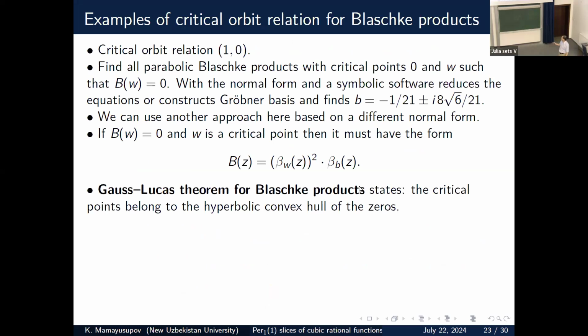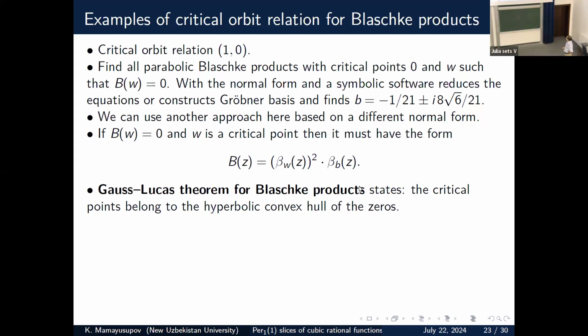You can use this normal form, and you have two cases, yeah? 0 can map to W, or W can map to 0. Here, if you consider W mapping to 0, then you can use some symbolic software like Mathematica or others, and you can find a parameter. But doing it by hand is hard because of the formula, you remember? It's very long, and there is a root.